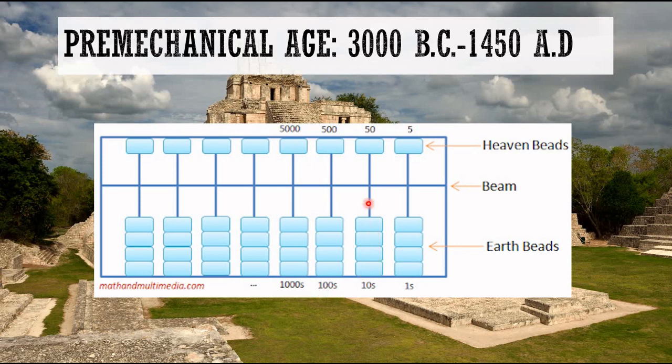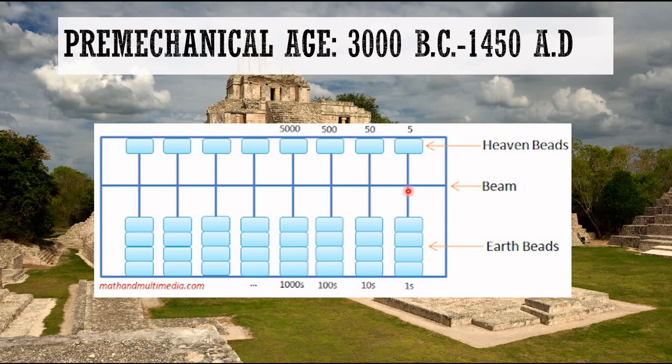The values of the beads in the heaven beads are 5, 50, 500, and so on. So when we do a calculation like addition, if we add 5 plus 2, just put the 5 near to the beam, put it there, this part, and the 2 beads of ones, put the 2 beads near to the beam to get 7.